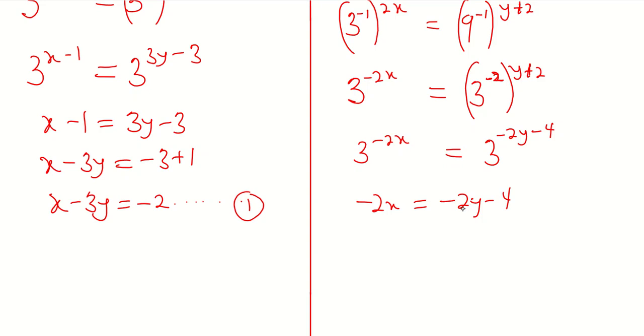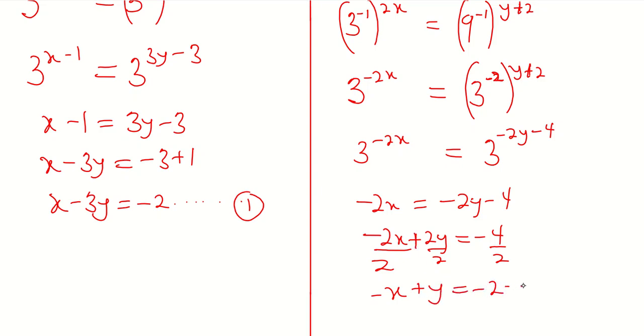Now, grouping like terms, we have minus 2x plus 2y, which is equal to minus 4. Now we can reduce the coefficients and the constant term by dividing through by 2. So we divide here by 2, here by 2, and here by 2. And if that happens, we have minus x plus y, which is equal to minus 2. So we can name this as equation 2.